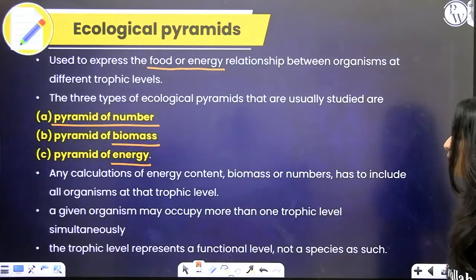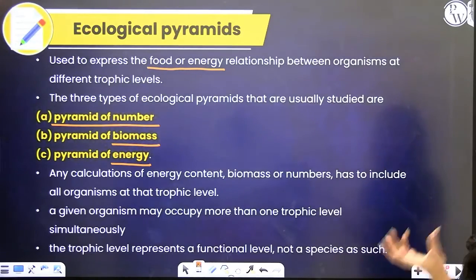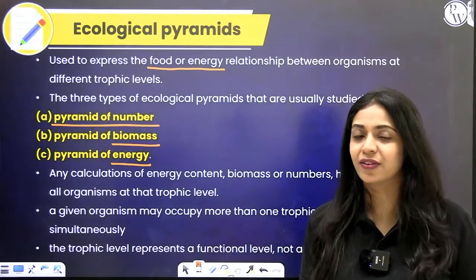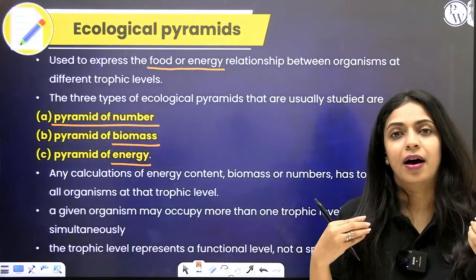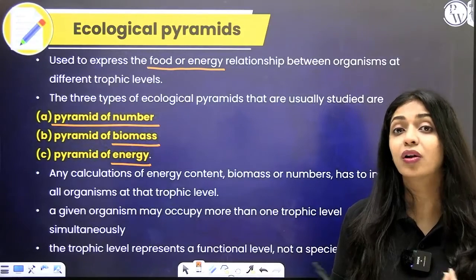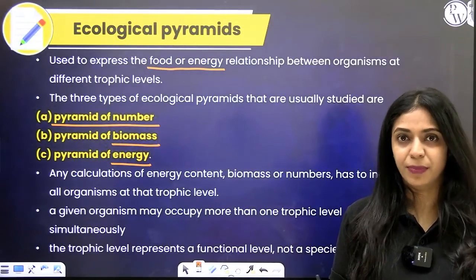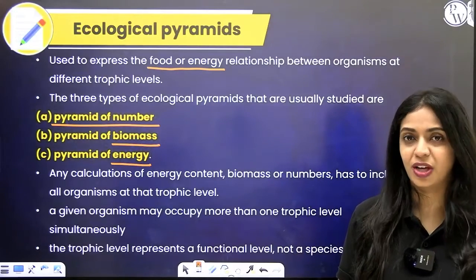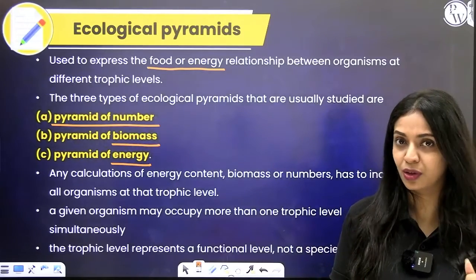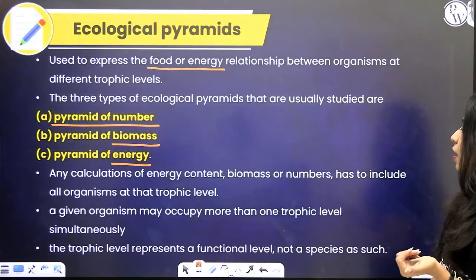Now, whenever we are considering any of these parameters, we have to ensure that we are taking into account all of the organisms in that ecosystem at that particular trophic level. So, when we consider the first trophic level, producers in a grassland, you have to take into account all of the photosynthetic organisms there, and what is their number, if it's a pyramid of number, or how much energy is present in them, or what is the biomass. You have to consider every organism in that particular trophic level. That is when you get a clear idea.